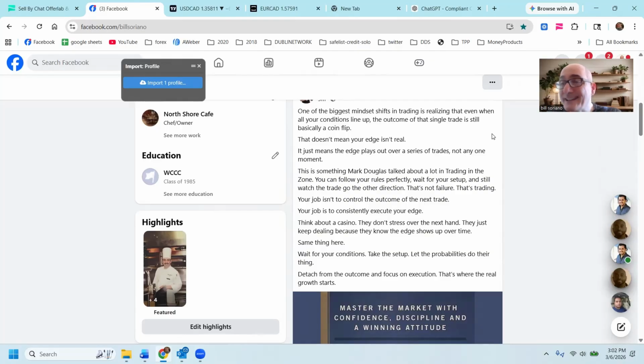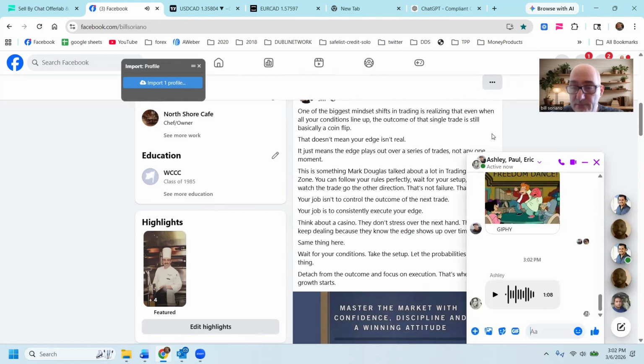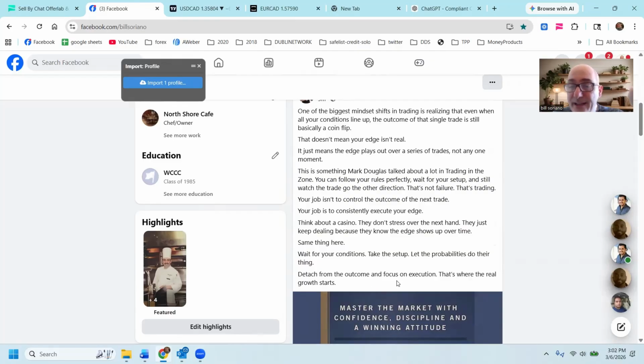You have to think about a casino, right? The casino, they don't stress out over the next hand. They just keep dealing the cards because they know the edge shows up over time. Same thing here. Wait for your conditions, take your setup, let the probabilities do their thing, right? Detach from the outcome and focus on execution. That's where the real growth starts.